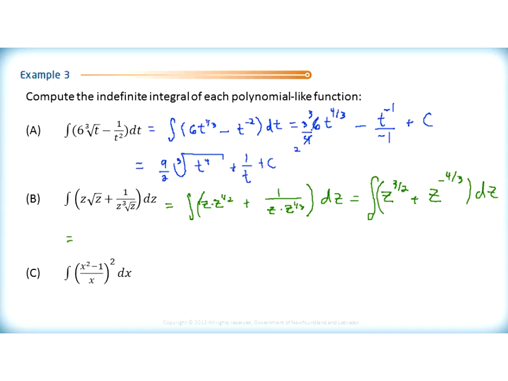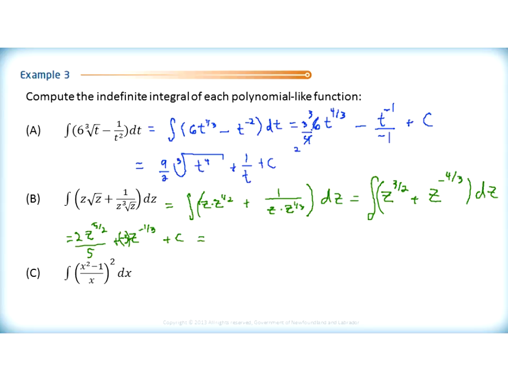Alright, so let's tackle that now. That's going to give us z to the power of 5 over 2, divided by 5 over 2, or multiplied by 2/5. And then I'm going to have plus z to the power of, let's see, negative 1/3 when I increase that by 1, and then divided by 1/3 or multiplied by negative 3. So I've got to put negative 3 out in front here. Should have left myself a little more space. And then we're going to add an arbitrary constant c to that.